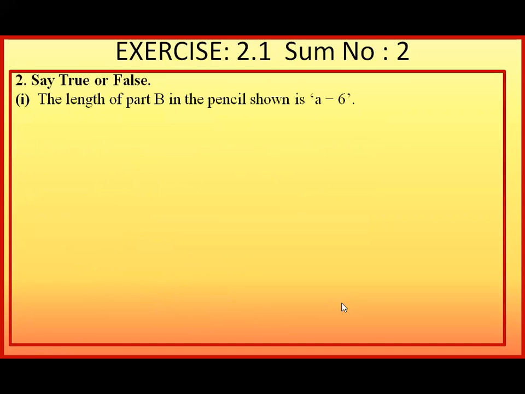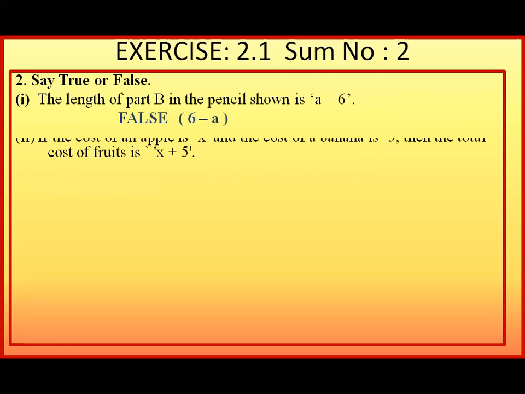Say true or false. The length of part B in the pencil shown is a minus 6. It is actually 6 minus a. If the cost of an apple is x and the cost of a banana is 5, then the total cost of fruits is x plus 5. So the cost of apple is x and banana is 5. So the total cost is x plus 5.